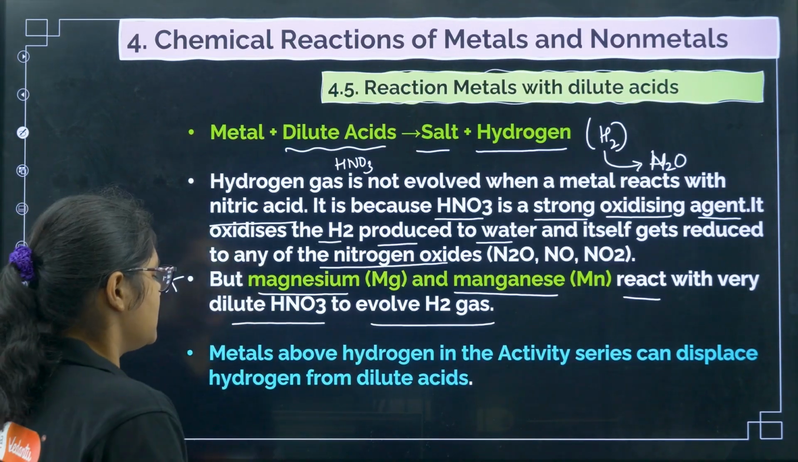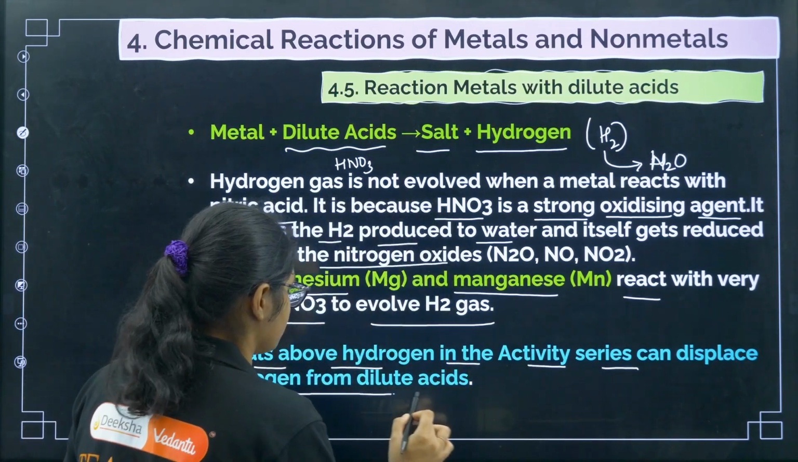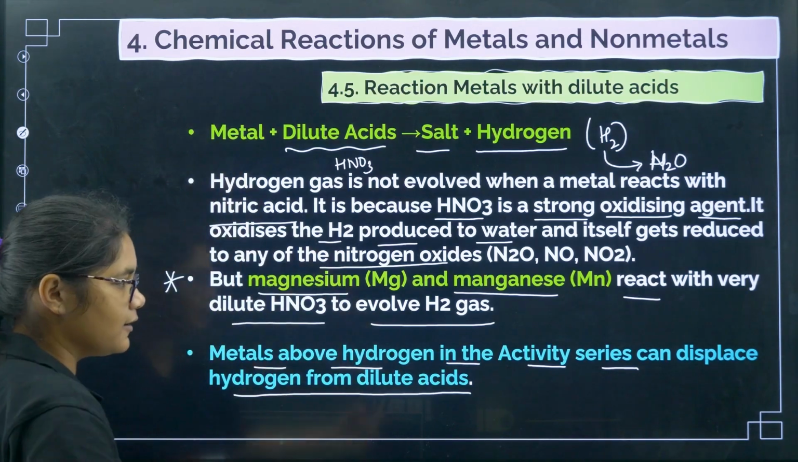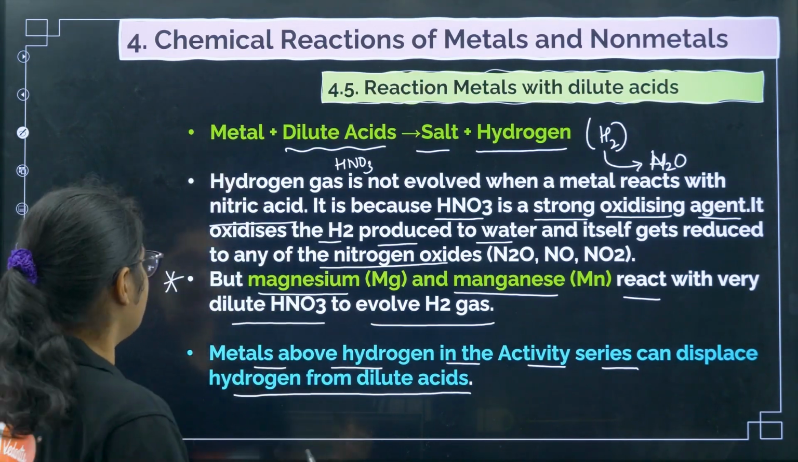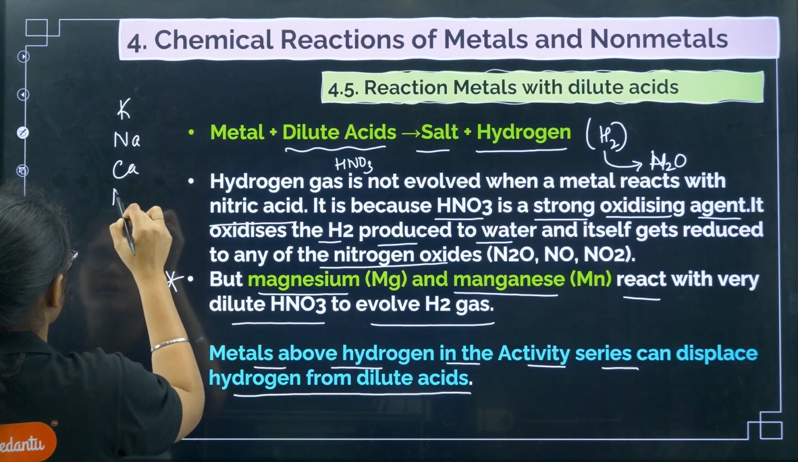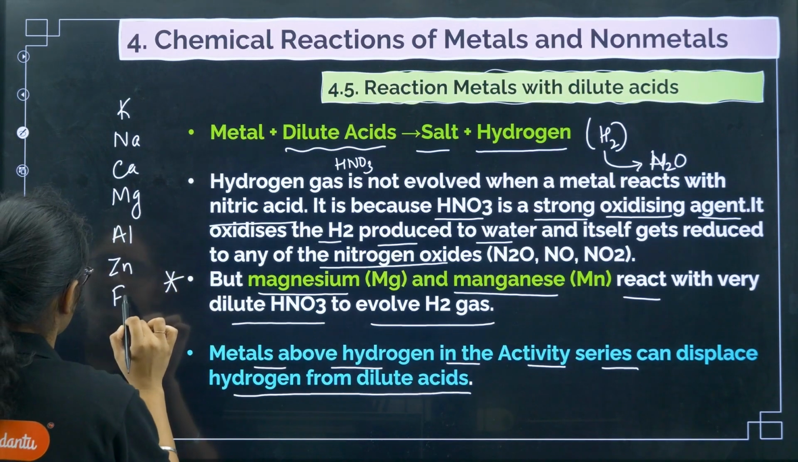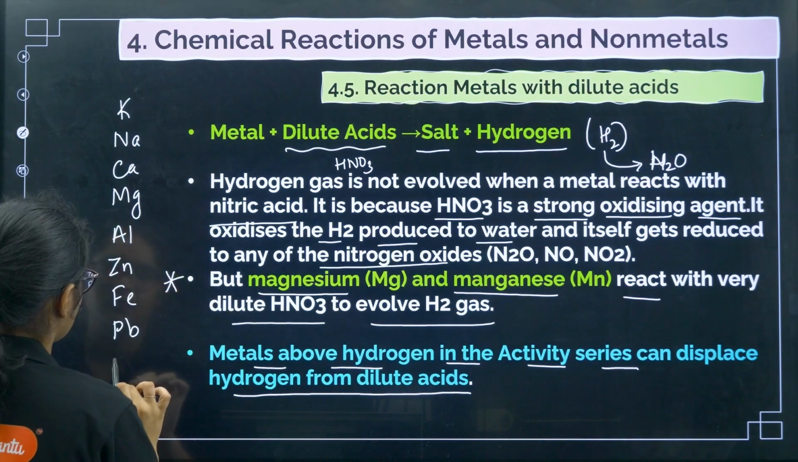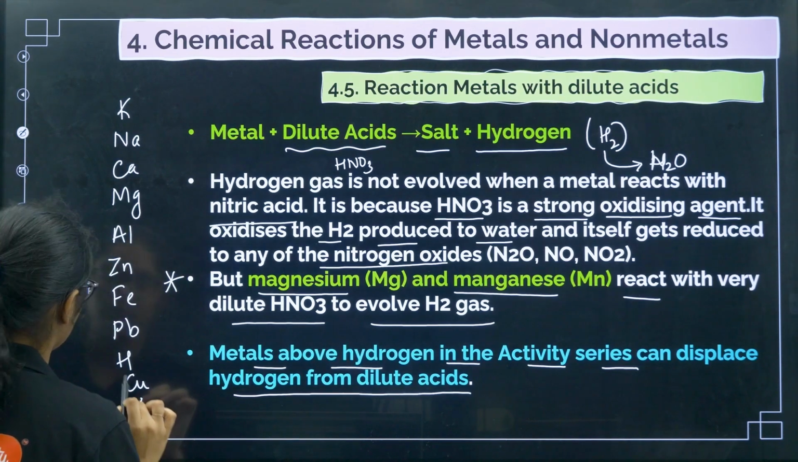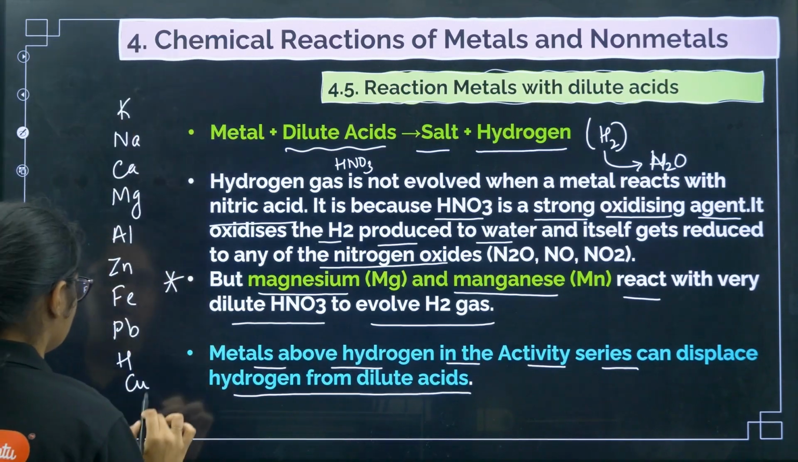Okay, next, metals above hydrogen in the activity series can displace hydrogen from the dilute acids. So now, let us write the reactivity series again. So what we have: Katrina, ne, car, mangi, Alto, Zen, Ferrari, right? Phir bhi, high. So after this we have Q milli silver Audi, right? Q milli.